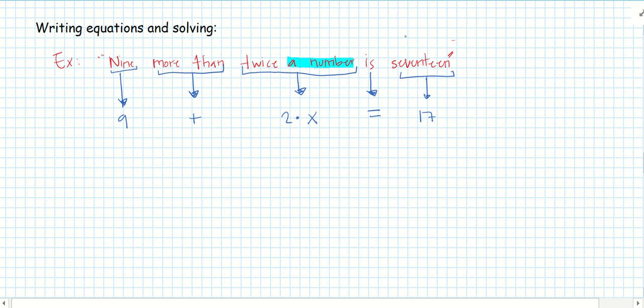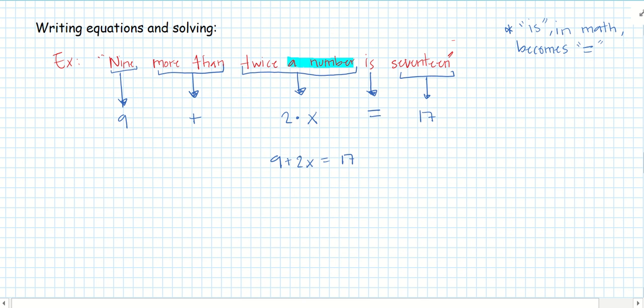Okay? So just to write it down, is in math becomes equal. Okay, so now let's go ahead and put them closer to each other. So 9 plus 2x equals 17.